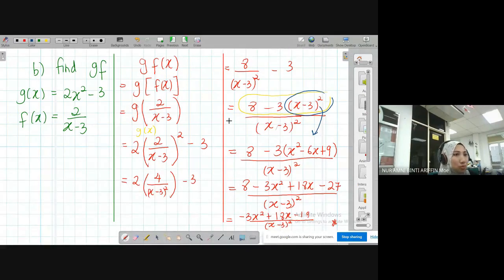Yes, number 2. Buat yang itu je, lepas tu baru kita proceed kepada apa tu? Proceed pada apa ni? Inverse. Inverse function.